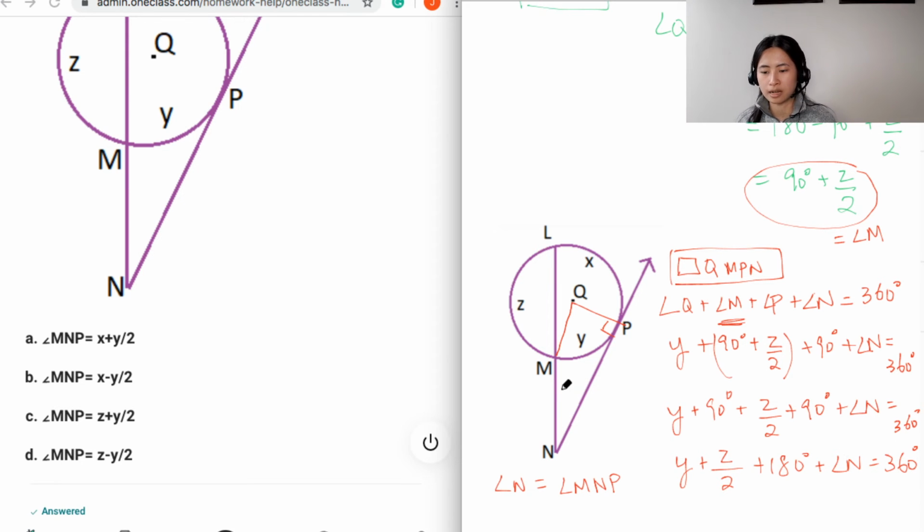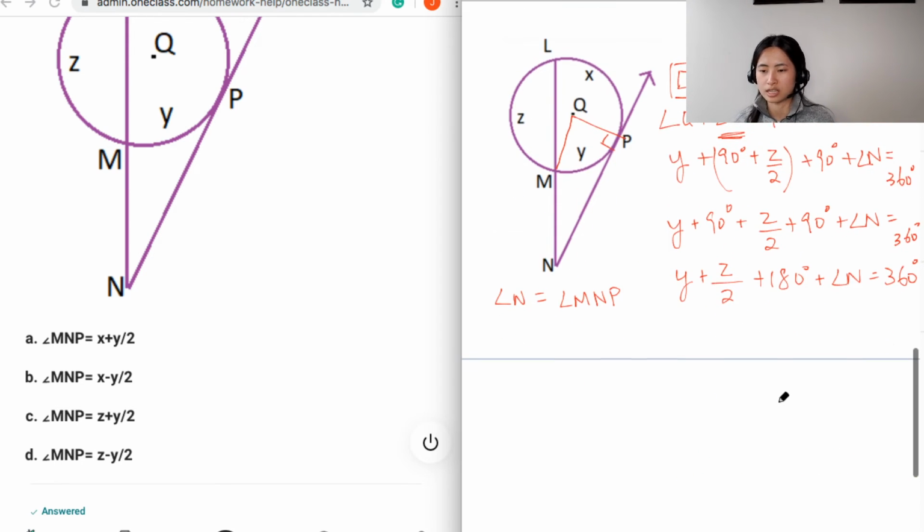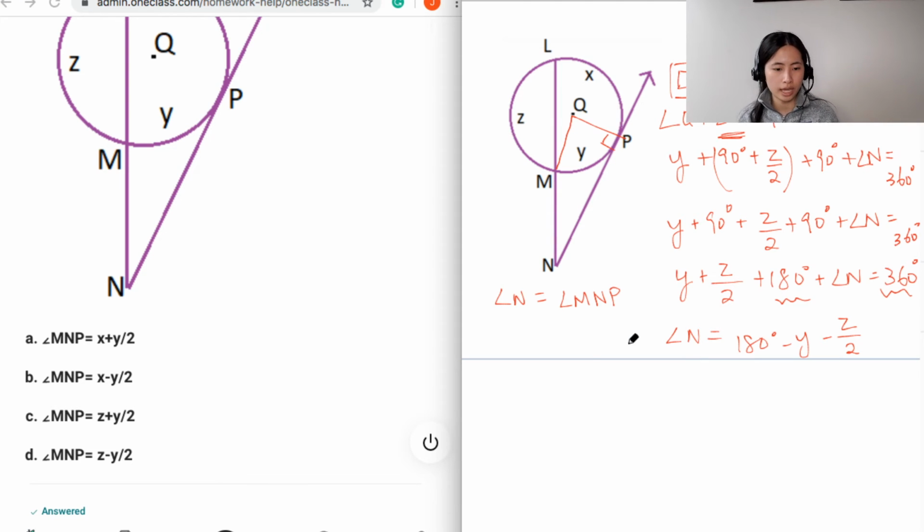So maybe we can solve for angle N first and deal with your Z and Y. So you have angle N. I'm isolating this. I'm taking 360 minus 180, so I'm just moving the 180 to the opposite side. So I'm getting 180, and this and this I'm combining. And then if you move the Y to the opposite side, you get negative Y, and on the other hand, this becomes negative Z over 2. So let's see what we can do.